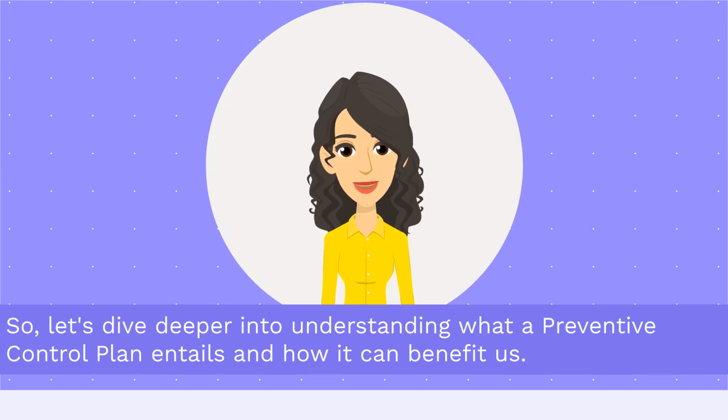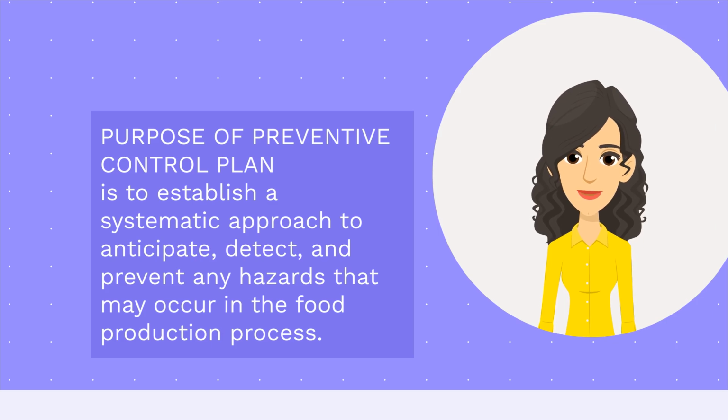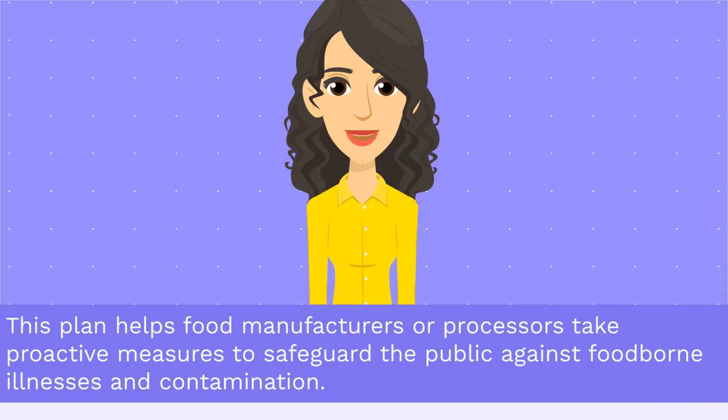So, let's dive deeper into understanding what a preventive control plan entails and how it can benefit us. The purpose of a Preventive Control Plan is to establish a systematic approach to anticipate, detect, and prevent any hazards that may occur in the food production process. This plan helps food manufacturers or processors take proactive measures to safeguard the public against foodborne illnesses and contamination.